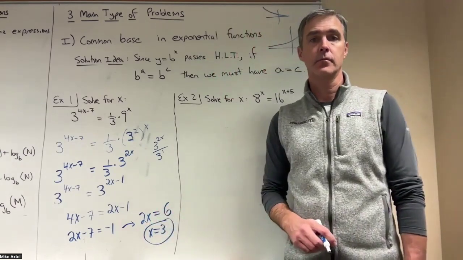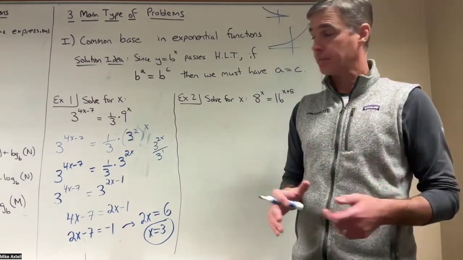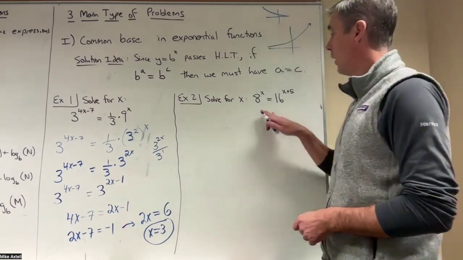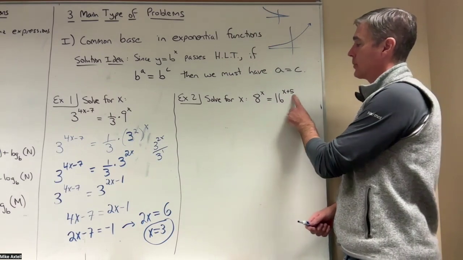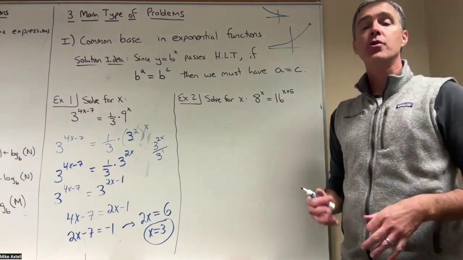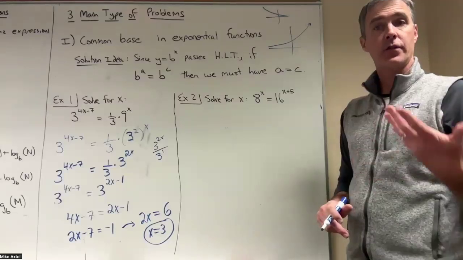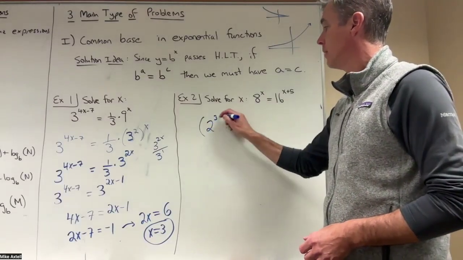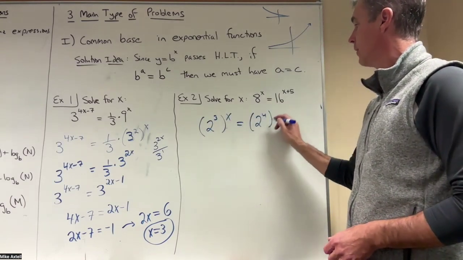Okay, so we made both exponentials the same base, and then just finished by setting the powers equal to each other. Let's play a similar game over here. I've got 8 to the x equals 16 to the x plus 5, trying to solve for x. 8 and 16 are not the same number, but I could transform each of them into a common base. Both 8 and 16 are powers of 2. So I could write 8 as 2 cubed, and I could write 16 as 2 to the 4th.